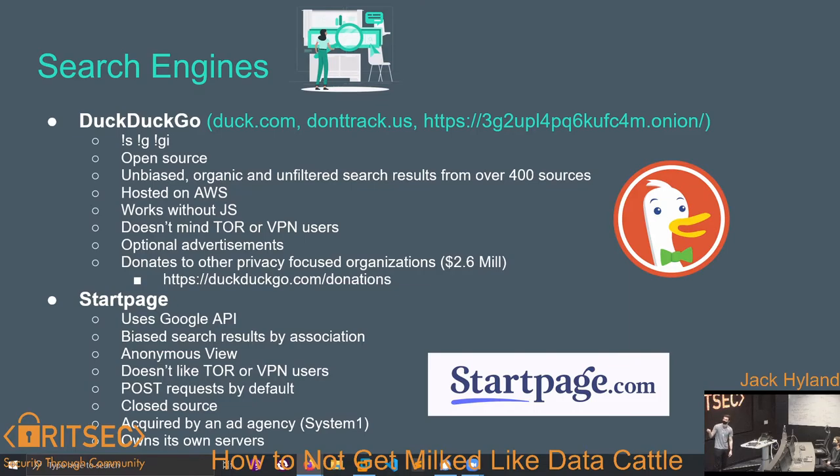DuckDuckGo has an onion link, so you could use it on Tor. You could also do these cool bang things. If you do exclamation point S, anything you type will be searched in Startpage. Exclamation point G will be searched on Google, things like that. DuckDuckGo is unbiased results, and then Startpage by association is biased because it's Google.